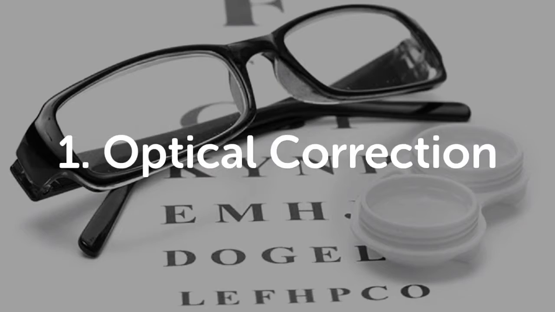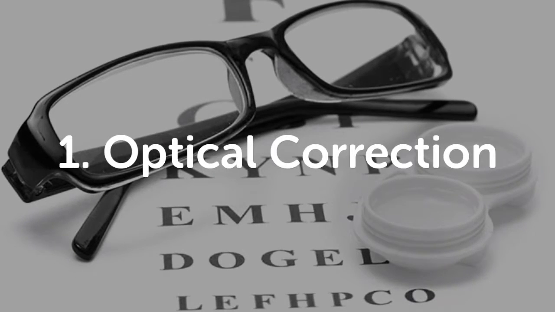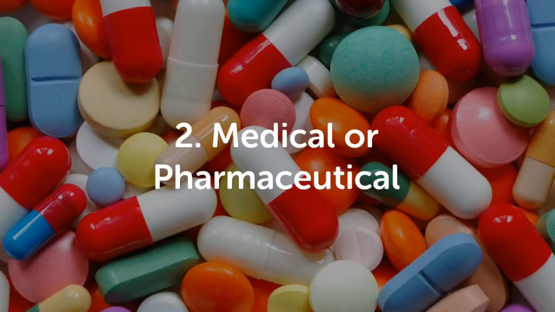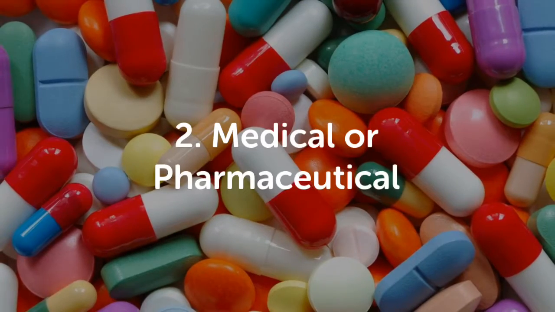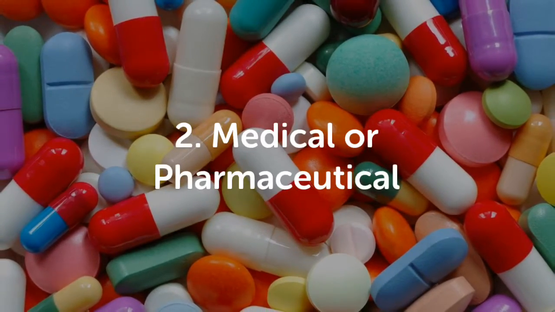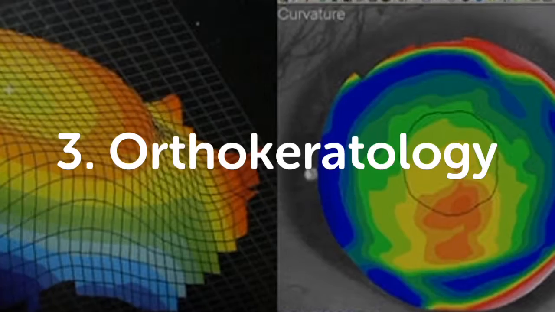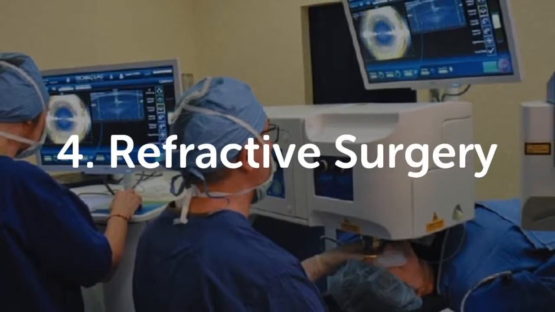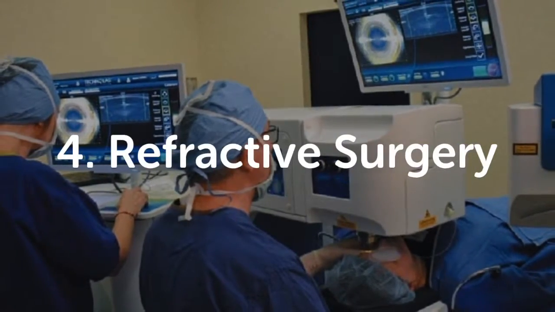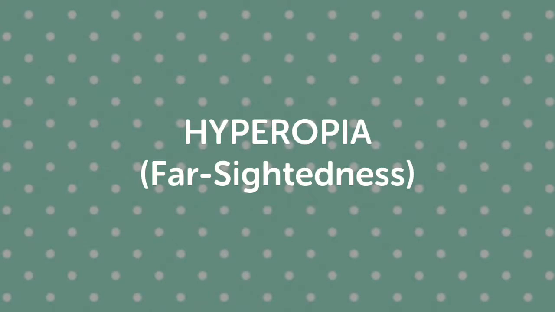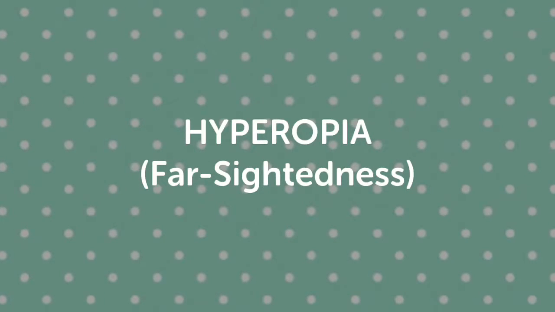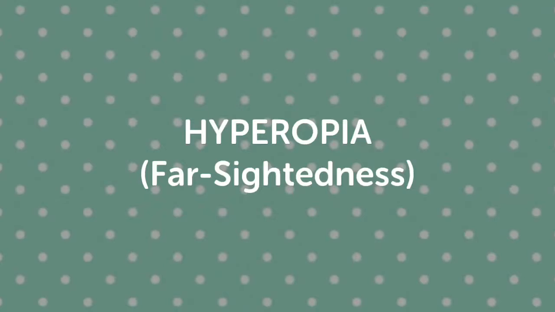Treatments for myopia are optical correction such as using of spectacles and contact lenses, taking of medical or pharmaceutical agents for pseudomyopia, orthokeratology, lastly, refractive surgery. Second refractive condition is hyperopia. It is also called as farsightedness.